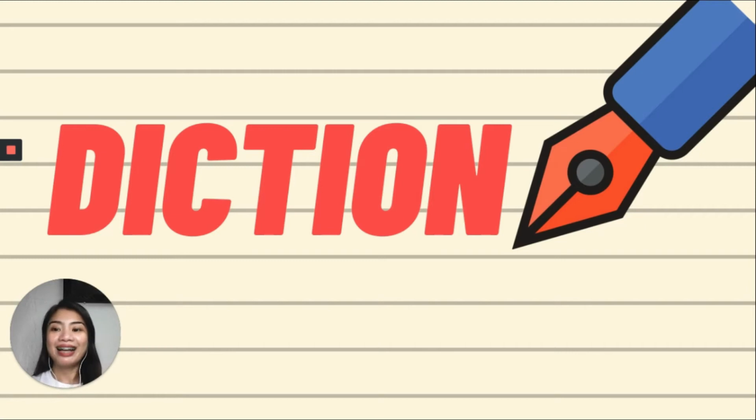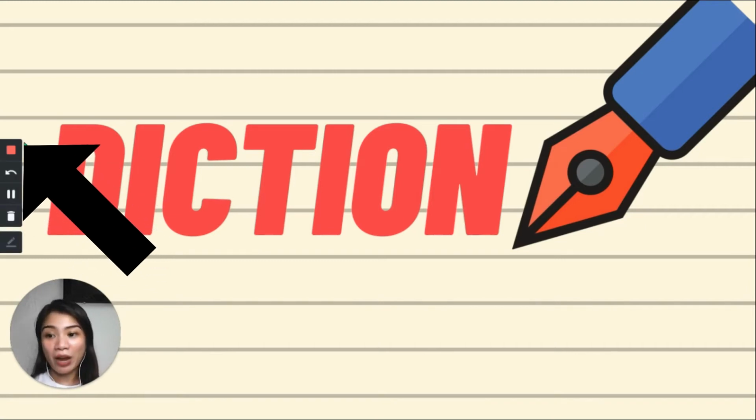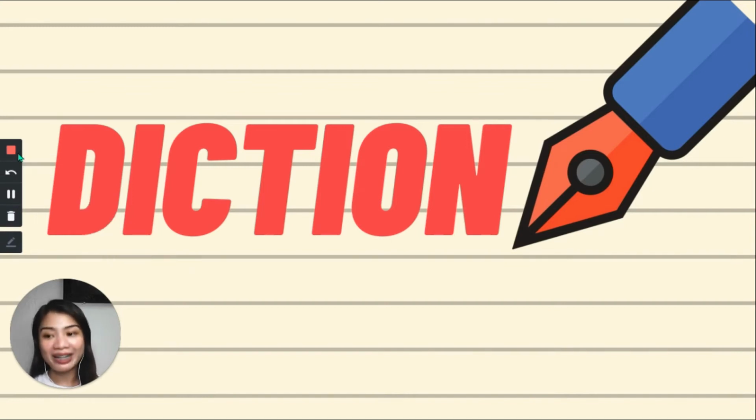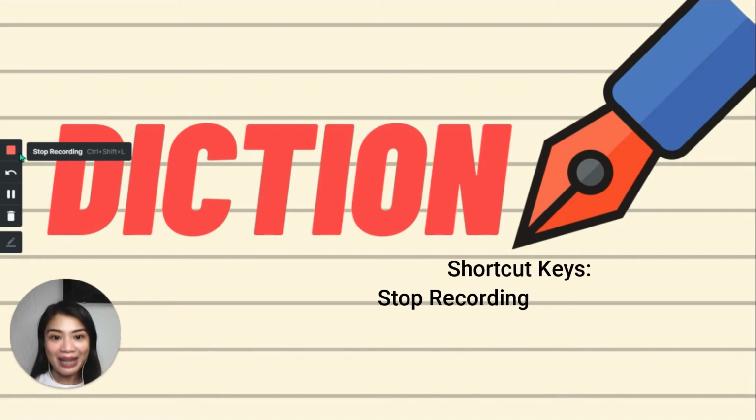Now, para makita yung video control menu natin, we have to drag our mouse here at makikita nyo na meron tayong square na color red. Color red siya, that means to say that we are currently recording. Pag click natin siya, that will stop our recording. Okay? It will totally end our recording session.